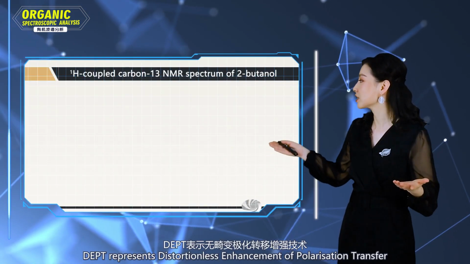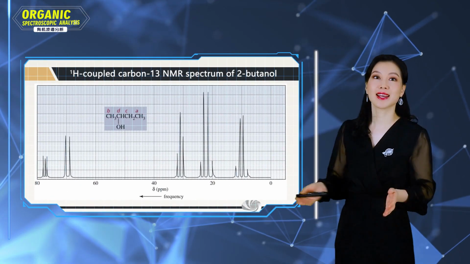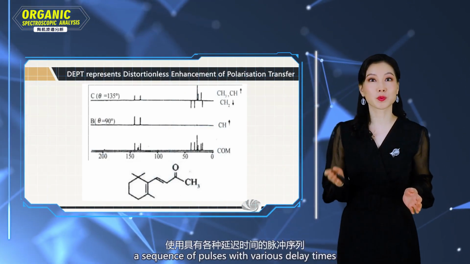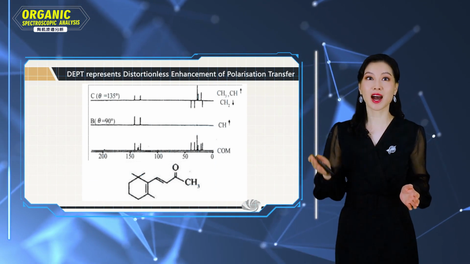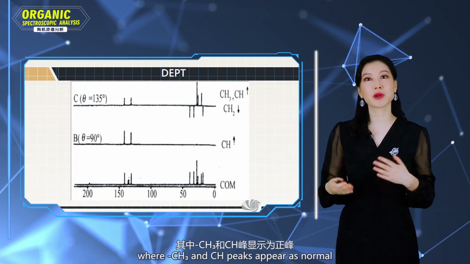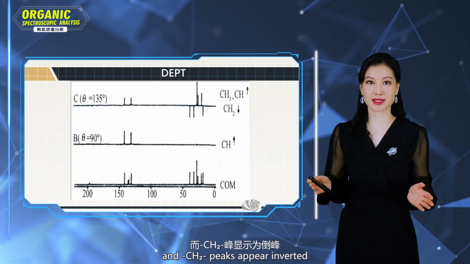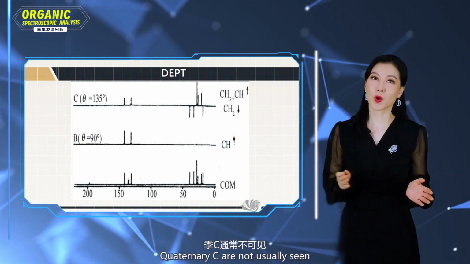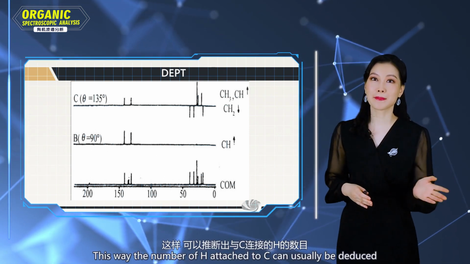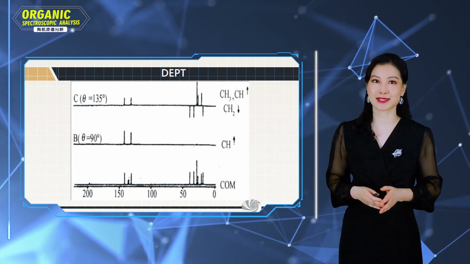DEPT represents distortionless enhancement of polarization transfer. In a DEPT experiment, a sequence of pulses with various delay times is used to create the DEPT spectra, while methyl and CH peaks appear as normal and methylene peaks appear inverted. Quaternary carbons are not usually seen. This way, the number of hydrogens attached to carbon can usually be deduced.